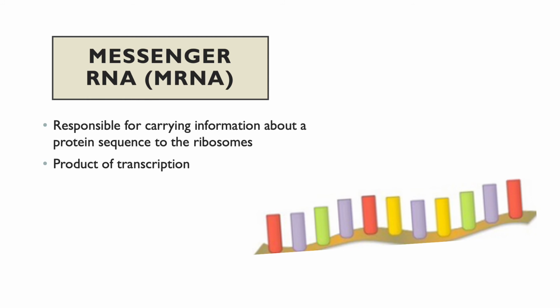Since DNA is too large to successfully exit the cell's nucleus, the genetic information is carried by the messenger RNA to the cytoplasm. The mRNA, which is a product of the transcription process, is an RNA version of the gene that leaves the cell nucleus and moves to the cytoplasm where proteins are made.